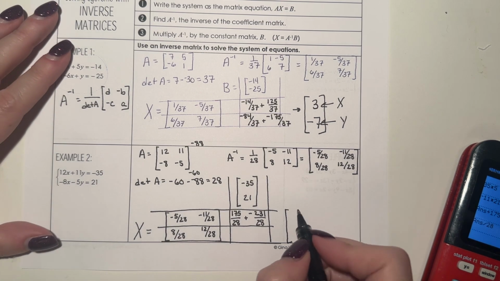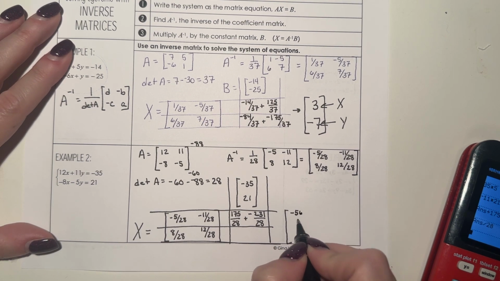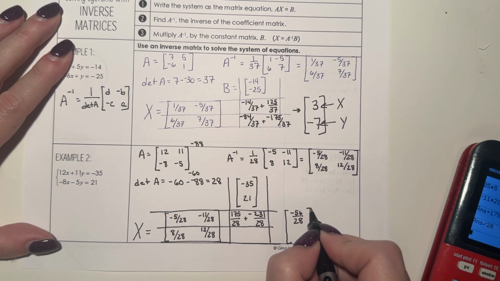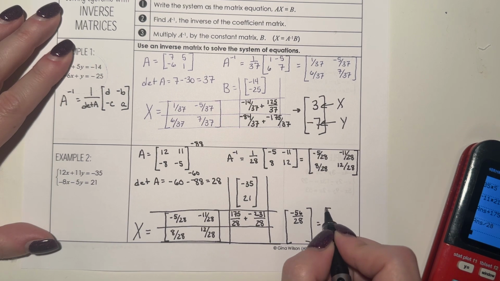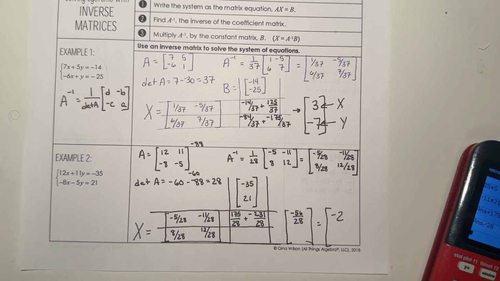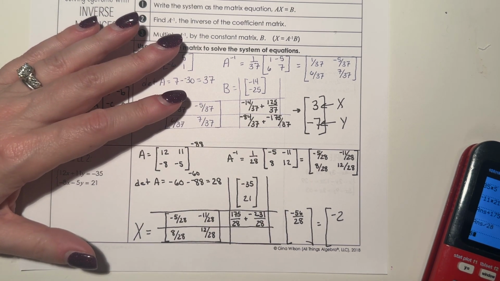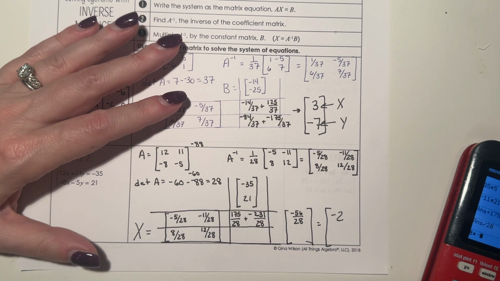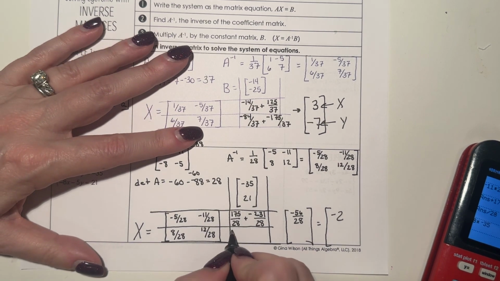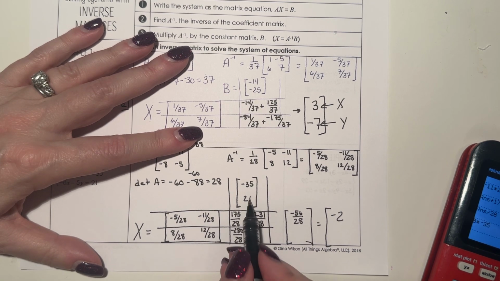And lo and behold, look at this. I get -56 over 28, which turns into -2. Ta-da! Such a nice answer. All right, let's do the next one. I've got 8 times -35. That is -280 over 28. Then I've got 12 times 21.